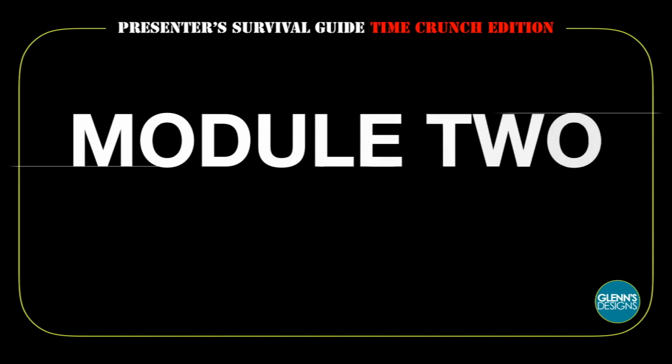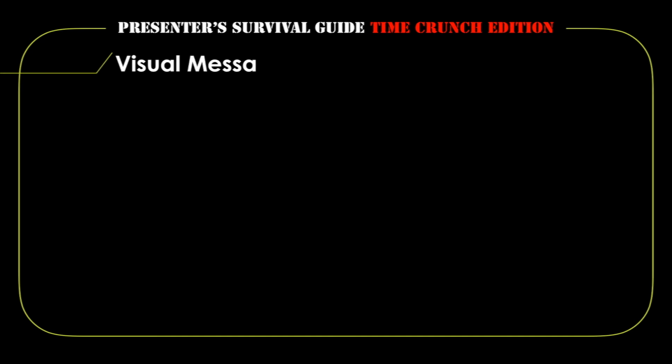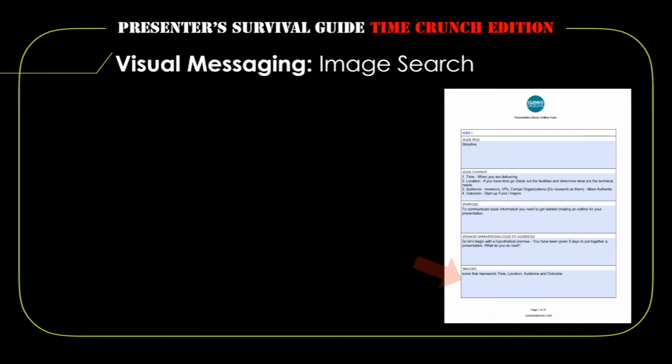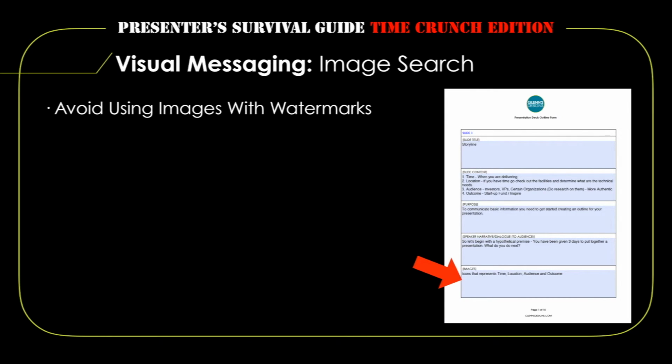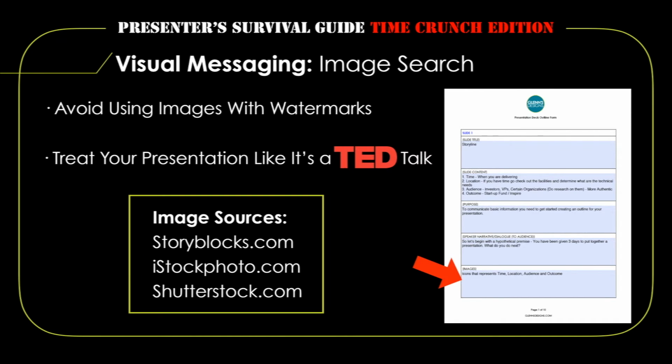Module 2, Visual Messaging. Image search. Now that you have your outline completed, refer to the Images section for each slide. You want to avoid using images with watermarks. Treat your presentation like it's a TED Talk. TED and TEDx require images that have been purchased with a rights to use license. I recommend purchasing images from stock image websites like Storyblocks, iStock, or Shutterstock.